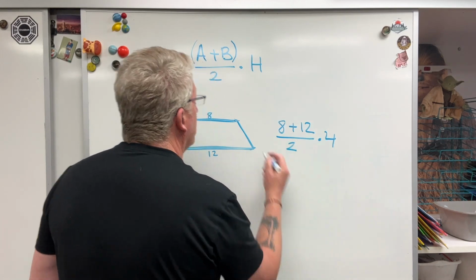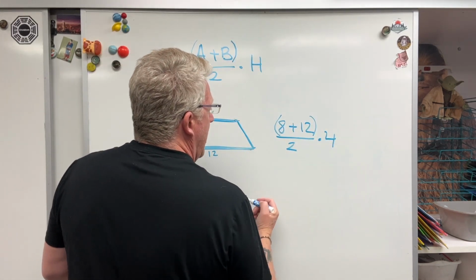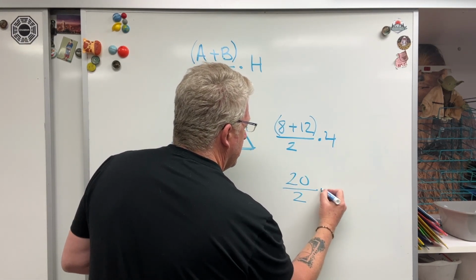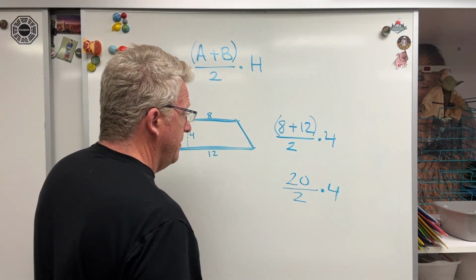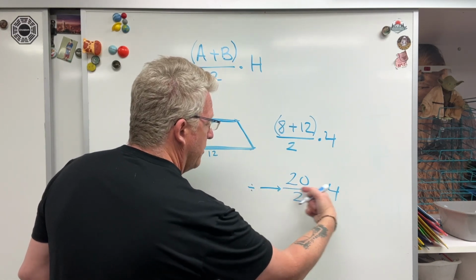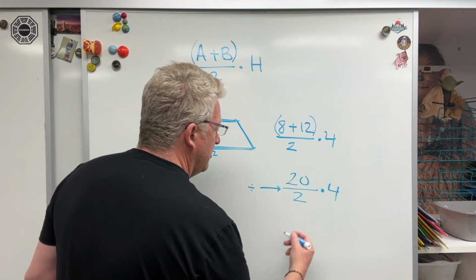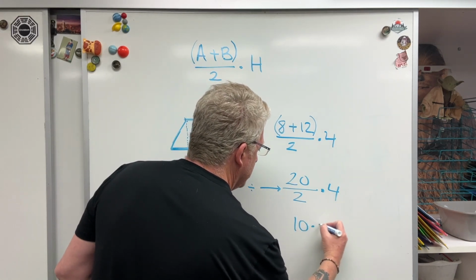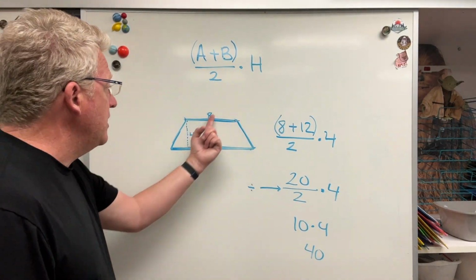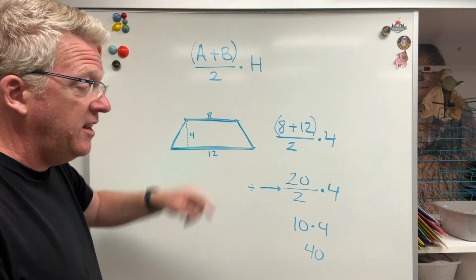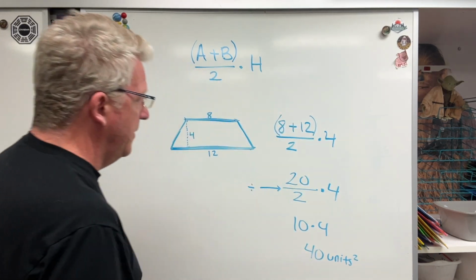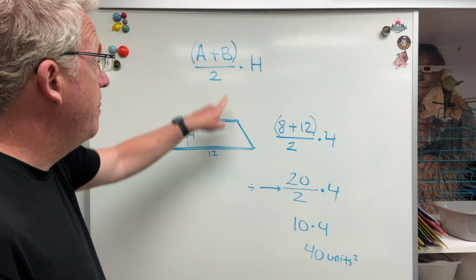So let's simplify this expression a little bit. The 8 plus 12 we can do, remember that's in parentheses. 8 plus 12 is 20 over 2 times 4. What's 20 divided by 2? Because remember, this fraction bar here means divided by. 20 divided by 2 is 10 times 4, which is 40. 40 what? I didn't give you any units, or it didn't tell you it was miles or inches or feet, so we're going to call it units squared.